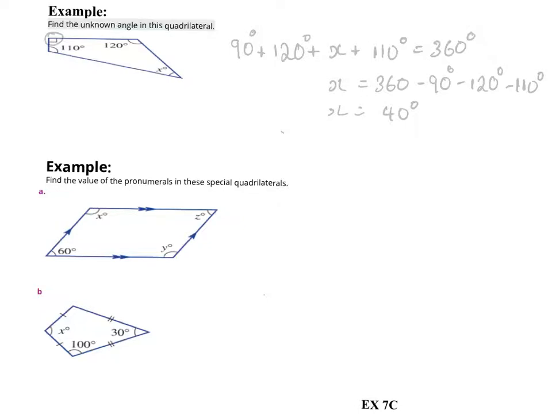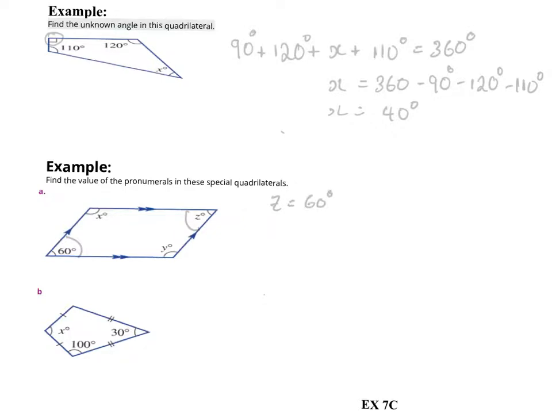Now, in this example, we're asked to find the value of the pronumerals. Again, it's a quadrilateral, and again, we know that all the angles add up to 360. But let's recognise this shape, and it is a parallelogram, okay? What do we know about the angles in a parallelogram? Well, we know that opposite angles are equal. So opposite angles, this one and this one, are equal. So z is equal to 60 degrees.